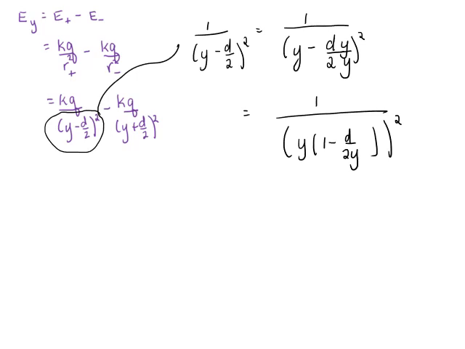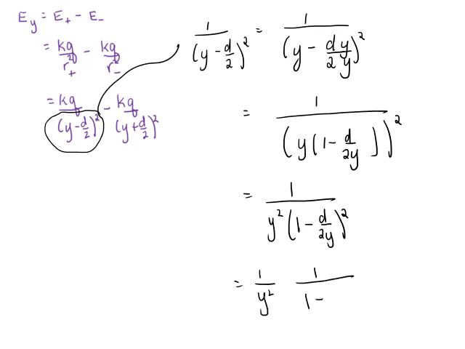Okay, so since the whole thing is squared, that means that the y is squared. So I've got 1 over y squared times 1 minus d over 2y squared. So that squares both terms. This is the next term I need to focus on. So now this is equal to 1 over y squared times 1 over 1 minus d over 2y squared. So our next step will be, let's figure out what this bit is.